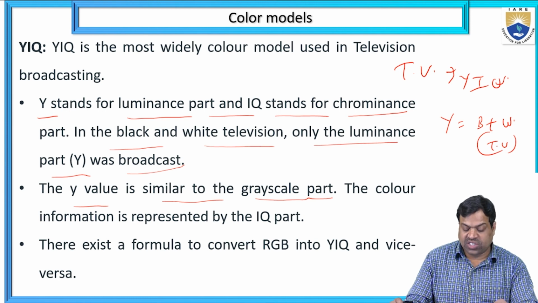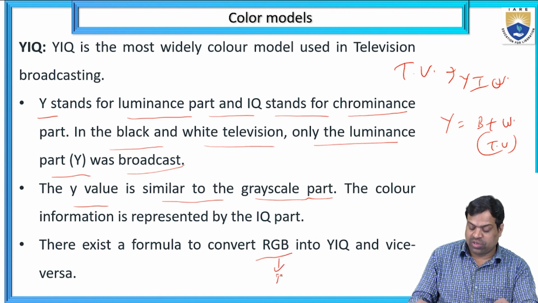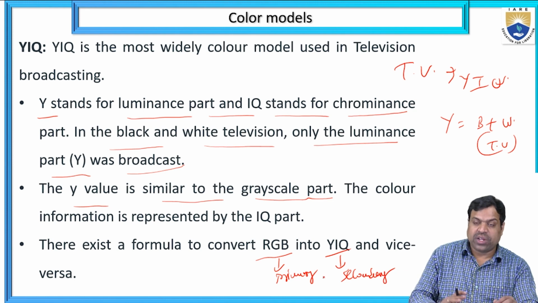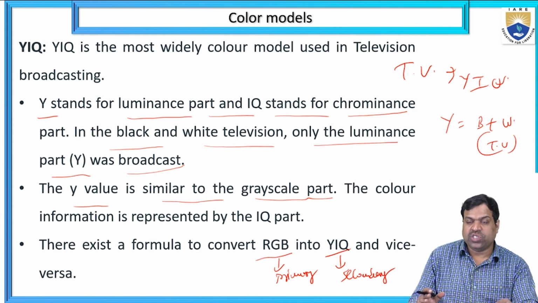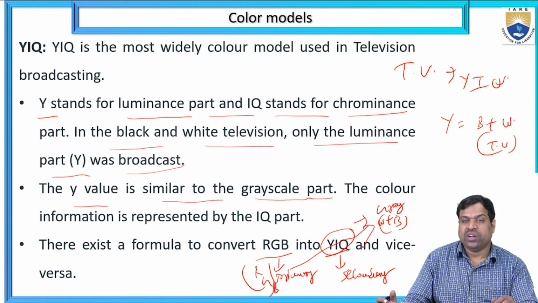So there is an existing formula for converting RGB into YIQ and vice versa. RGB, we already know, is primary. We are converting it into YIQ. Primary colors are converted to YIQ. But what happens here? YIQ is gray levels or gray colors, meaning a black and white combination. So color, meaning RGB, is converting to black and white. The input is color and the output is black and white.